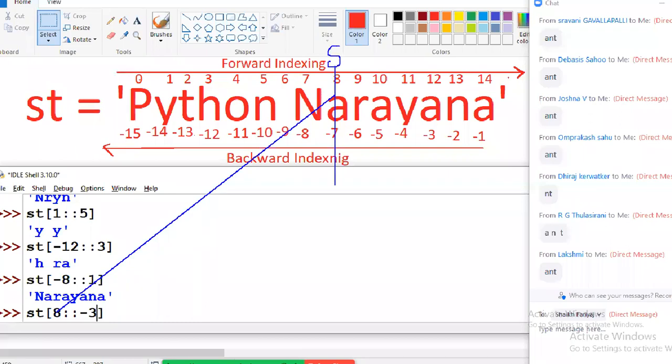That's fine. Now, increment number, what? Is it plus 3 or minus 3? It is minus 3. Minus is there. Minus means the backward, okay? Backward incrementing, right? So it is incrementing every third character, okay?